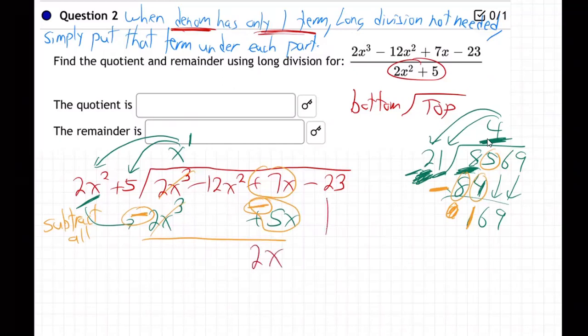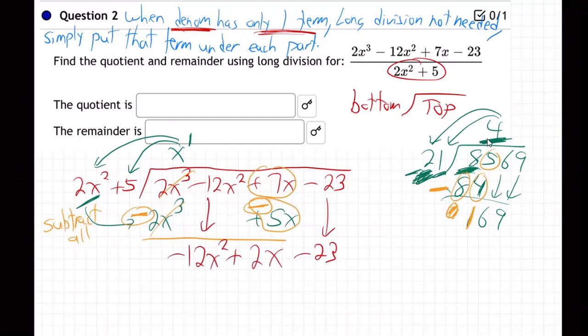2x, right? And then just bring down the minus 23. Is that good so far? Oh, and I forgot this guy. Bring that guy down too. All right.